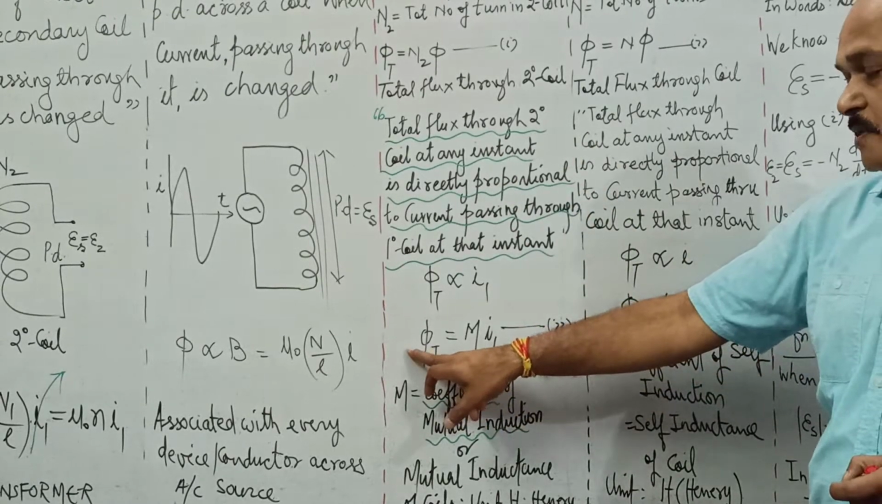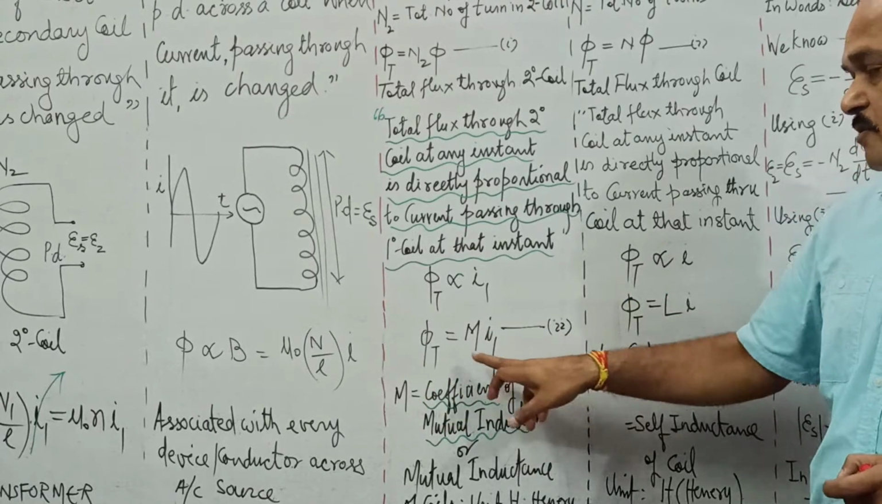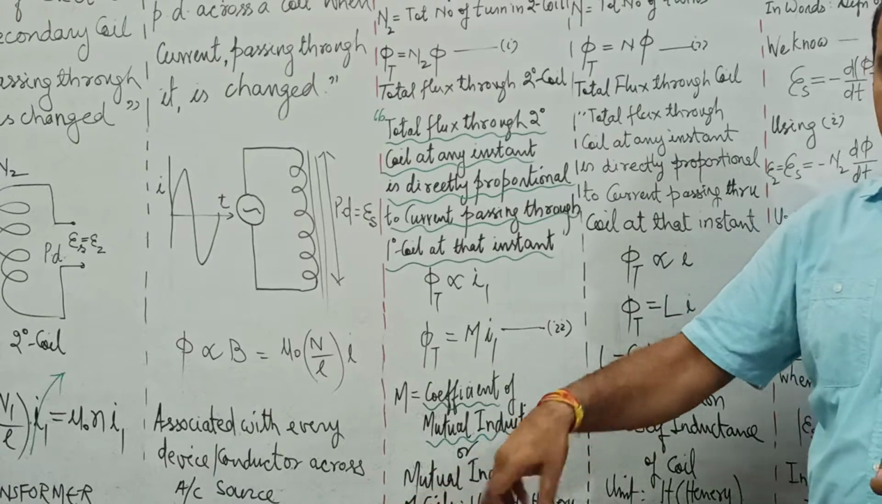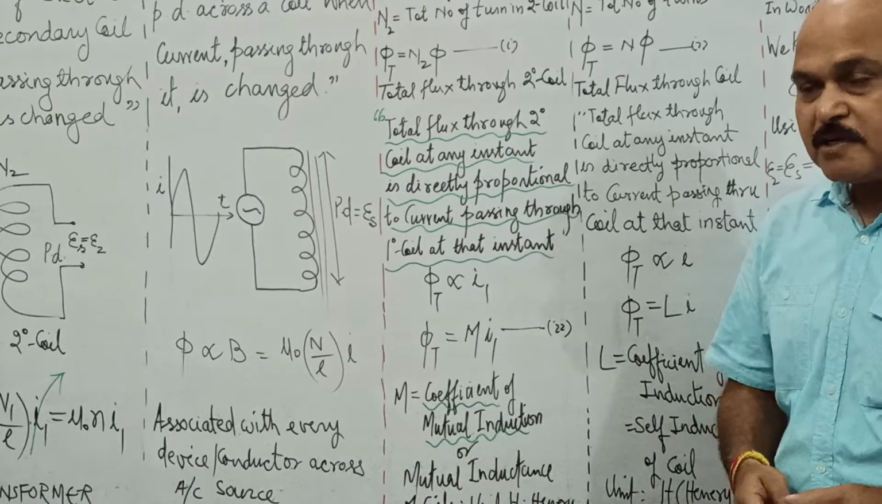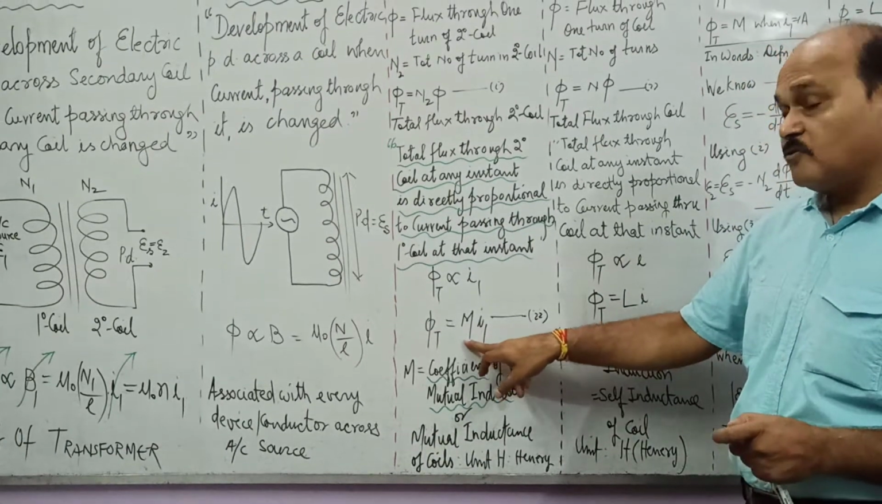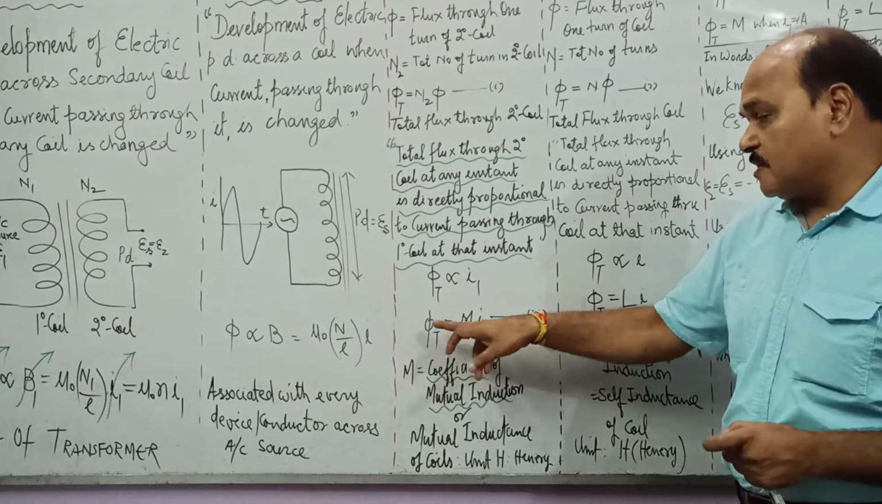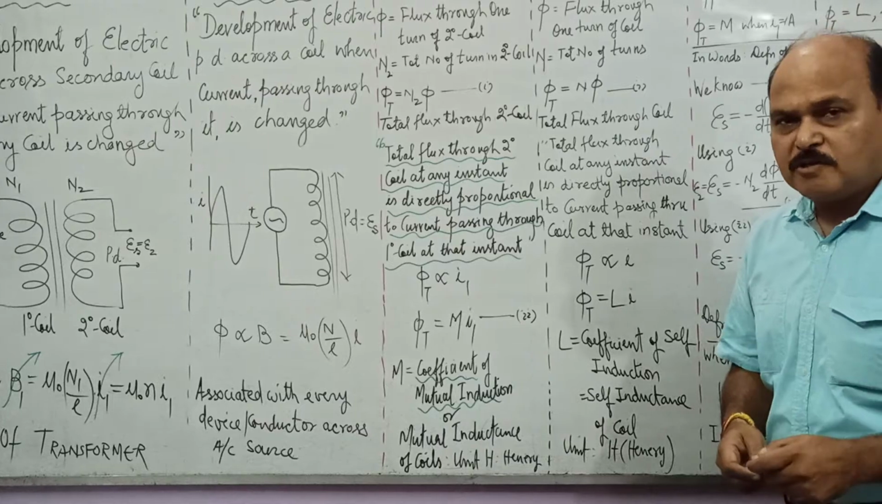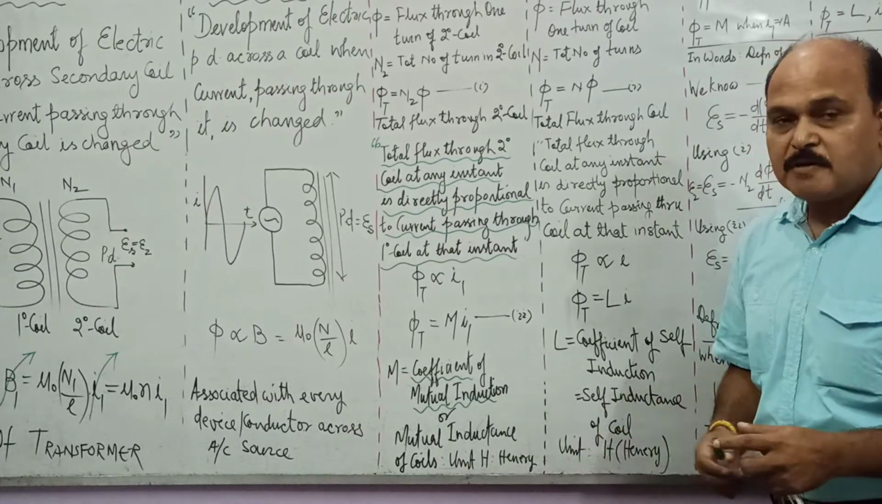This is Weber, that is flux. This is ampere. So the unit of M is also Weber per ampere. Weber can also be written as Tesla meter square. So the unit of M also happens to be Tesla meter square per ampere. There are many more units you can write down for M.